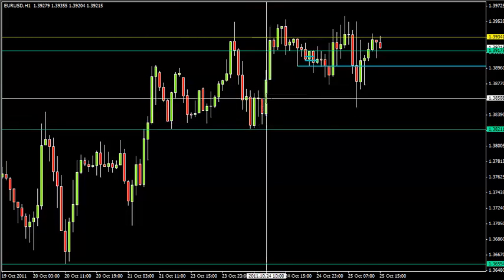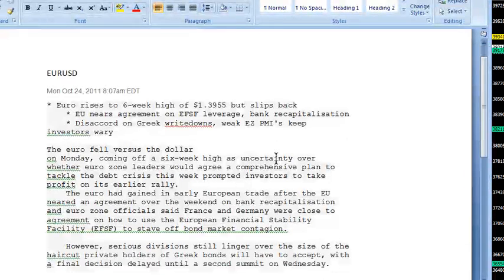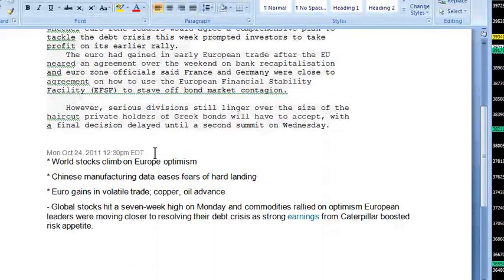And I just started missing this move up. And if you look at the next news I'm looking at right here, it's at 12:30 in the afternoon. By then, it's pretty much too late because it's already rallied up against me, and I wasn't paying attention, and I should have paid attention. And look what it says. Rallied on optimism that they're moving closer to resolving their debt crisis.